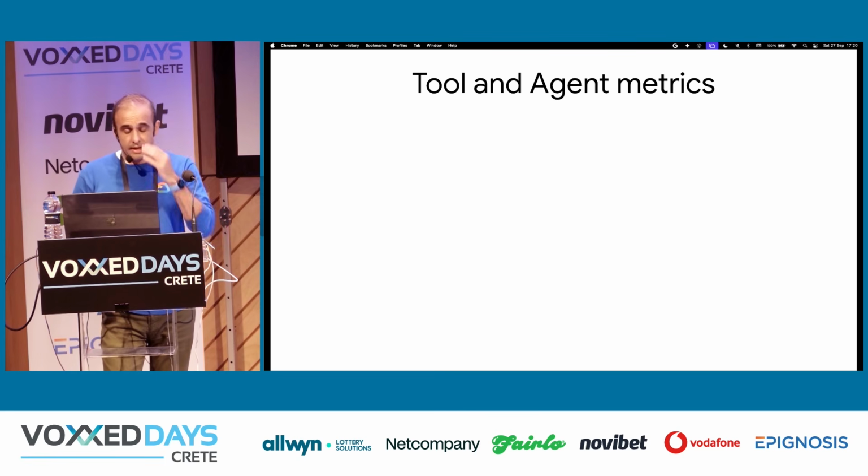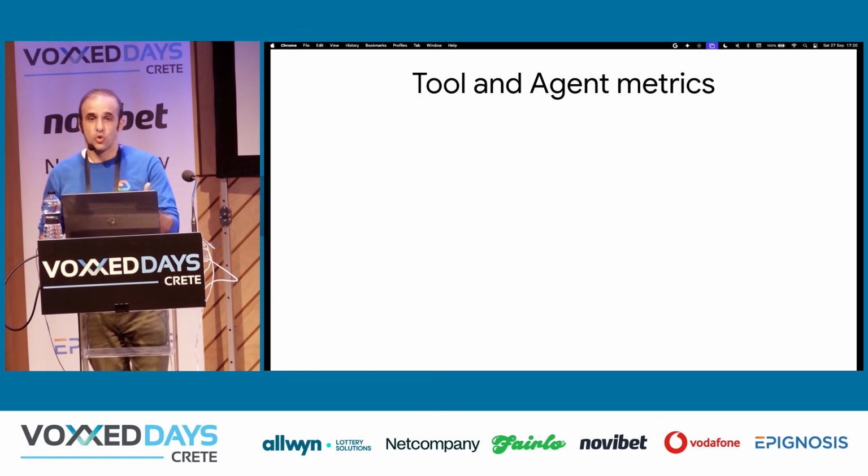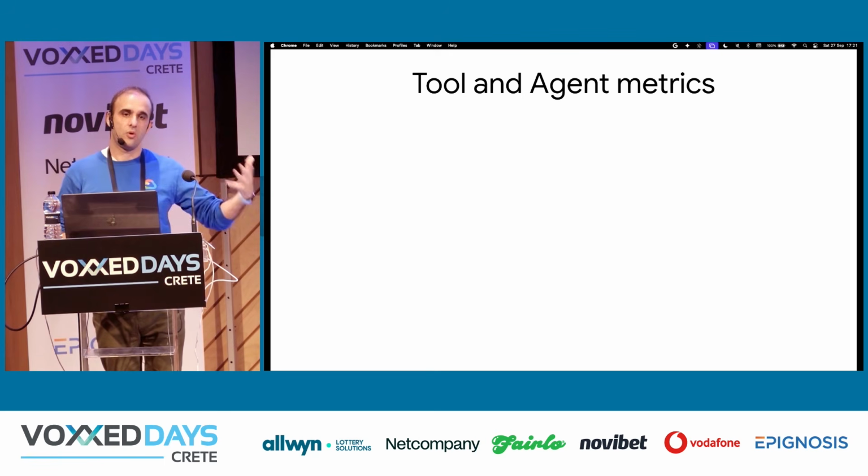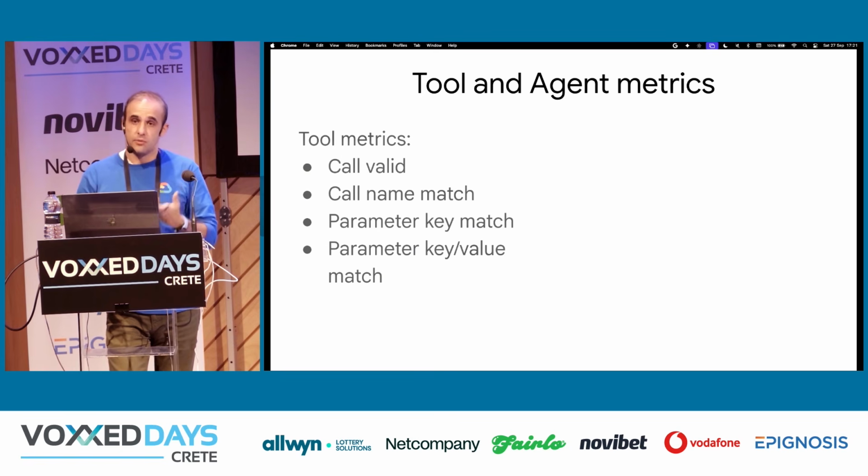More recently, LLMs have started doing more things beyond generating text. One of them is tools, where LLMs can call functions to do things. For that, there are tool metrics that you can measure. For example, you can measure whether the tool call is valid, whether the tool call name matches, whether the key and value of the tool calls match, and so on and so forth.